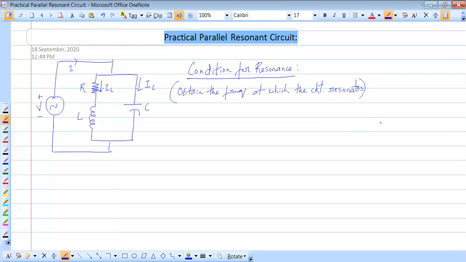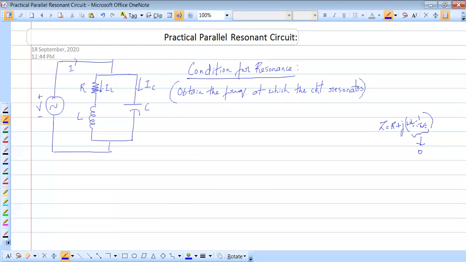We wrote the equation for Z, which is R plus j(omega L minus 1 by omega C), and we say at resonance this particular thing would become 0. And when this becomes 0, we can name this as omega naught. Obtain the equation for omega naught. That is how we did. Okay, the same we'll try to do for this.